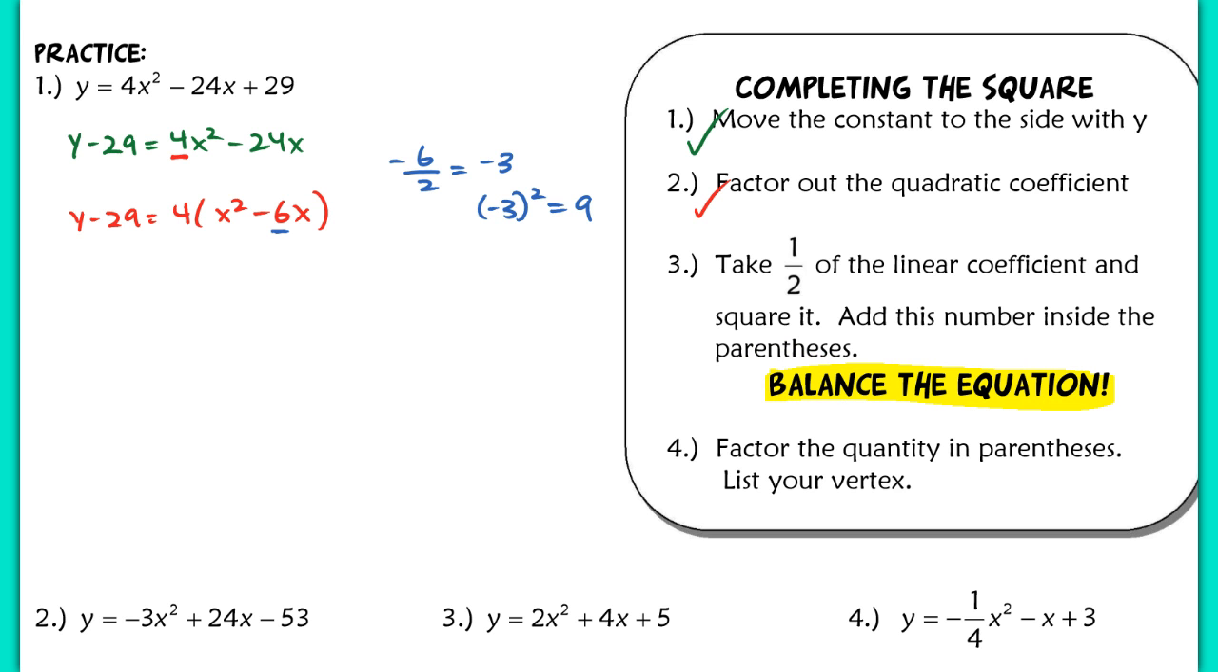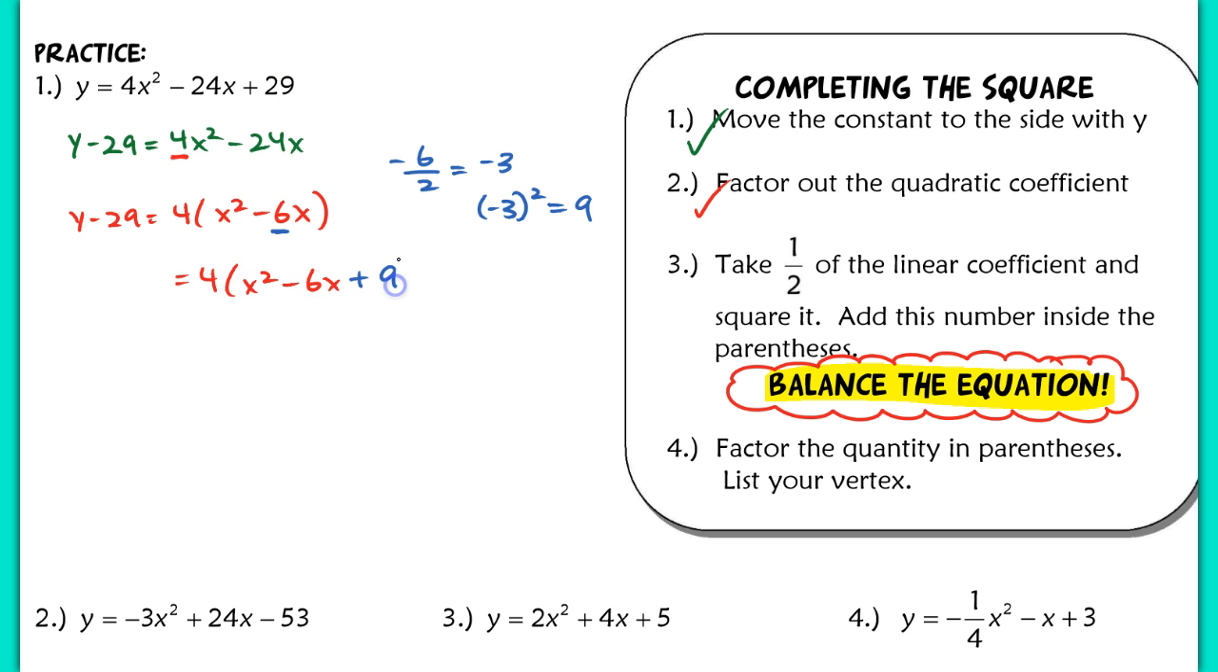This is super important. This is why I've got this in bold and capital letters, because so many people forget to balance the equation here. So on the right-hand side, I have 4 times x squared minus 6x plus this new number, 9. Okay, I'm adding that to the right-hand side.